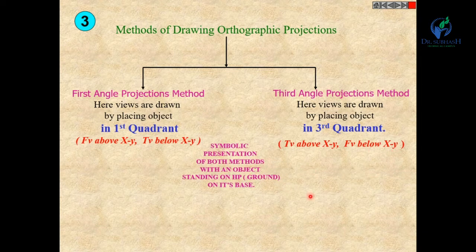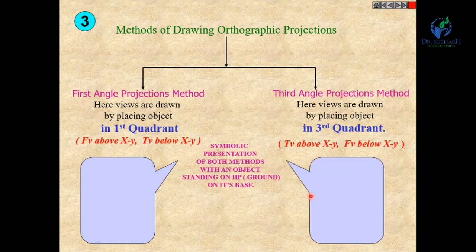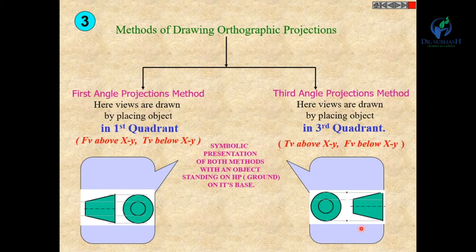Now let us see the symbolic representation of both the methods with an object standing on HP. You can see this is the symbol of the first angle projection method, and this is the symbol of the third angle projection method. You have to remember both symbols. On the basis of these symbols, we can identify whether the drawing is in first angle projection method or third angle projection method.